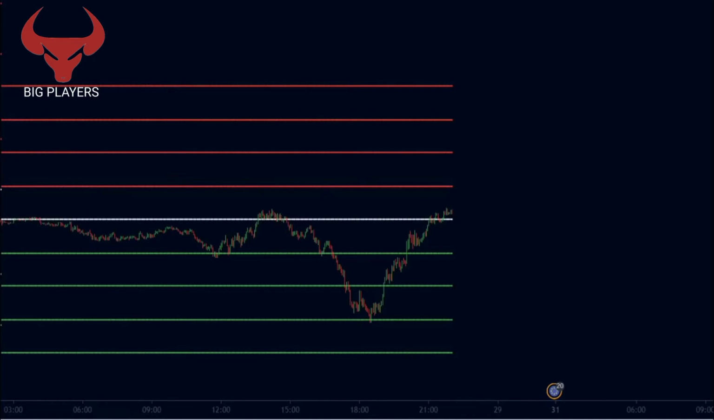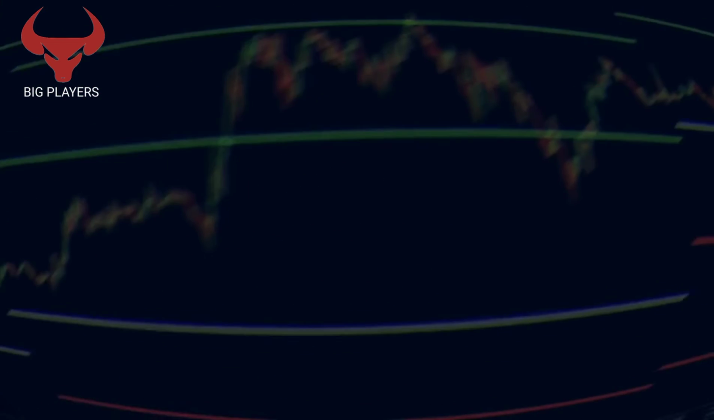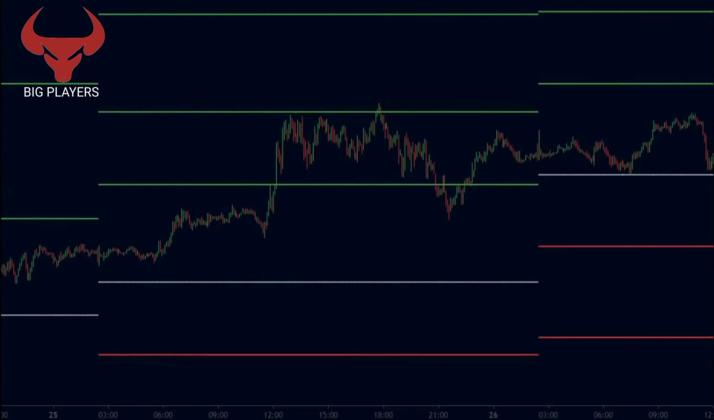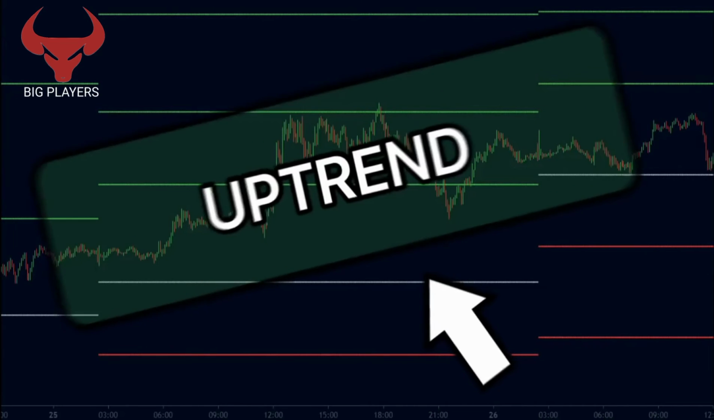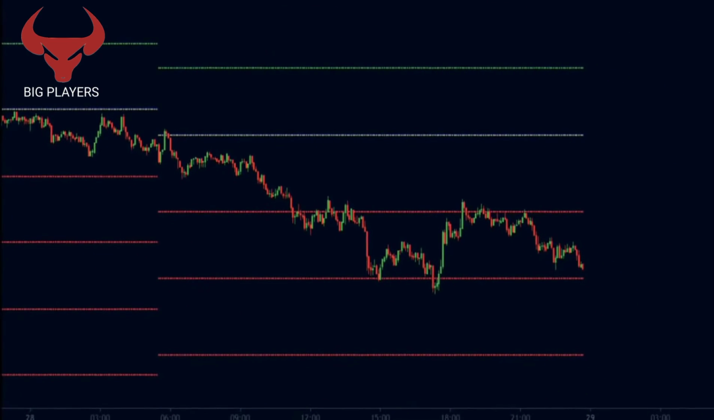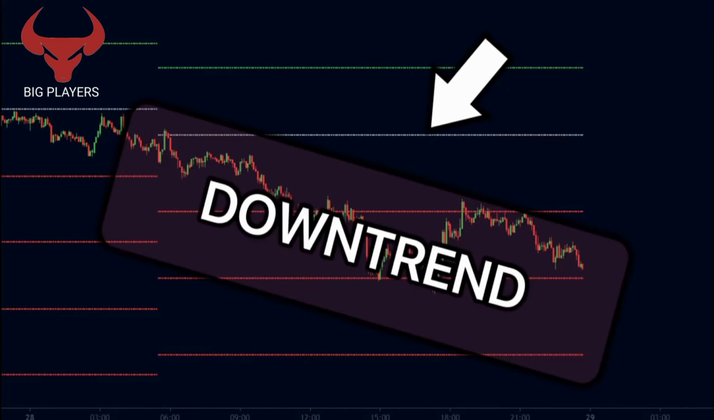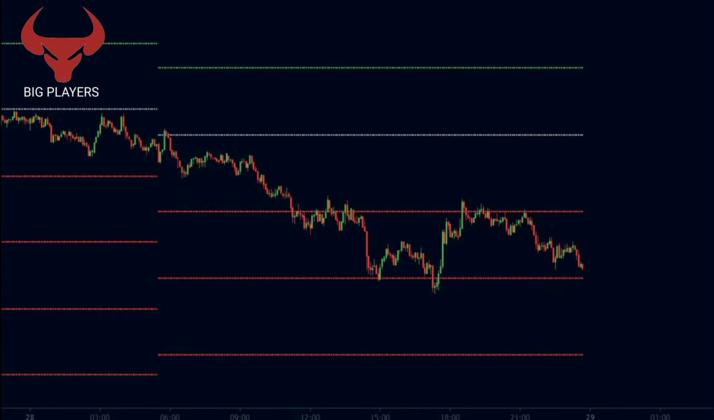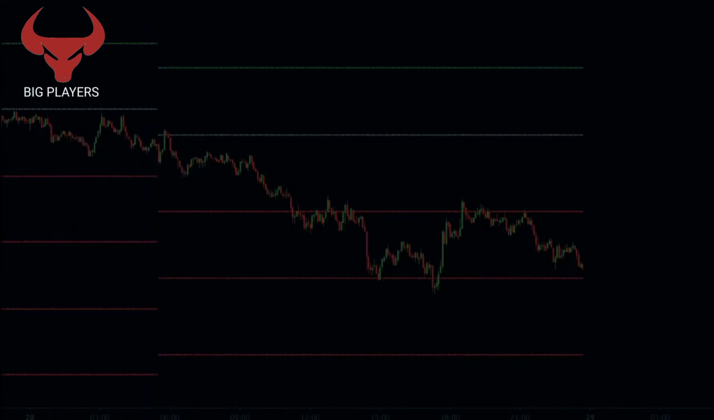The theory behind pivot points is very simple. They give us a general gauge of the trend of the market. For instance, if the price is trading above the central pivot, we can say that the price is in an uptrend. And if the price is trading below the central pivot, then we can say that the price is in a downtrend. Traders also use the pivot points to determine the entry, exits, and stop losses.